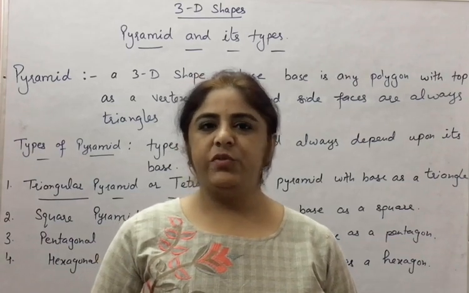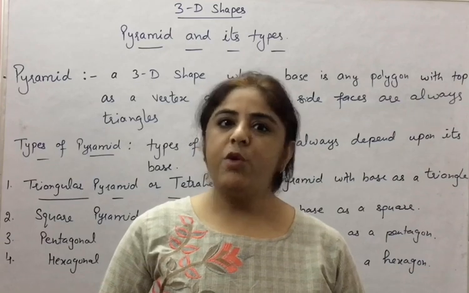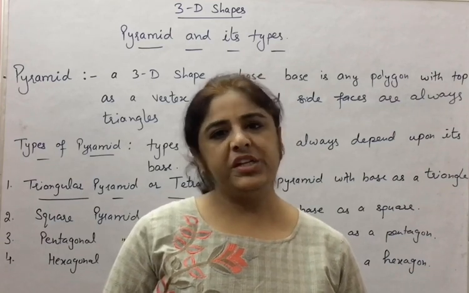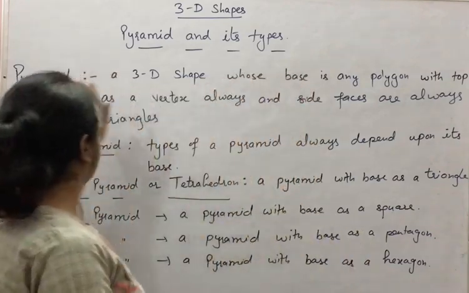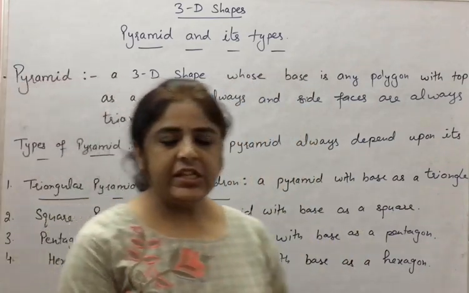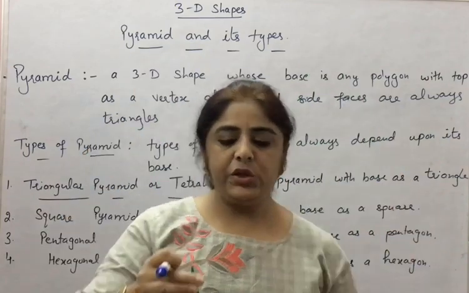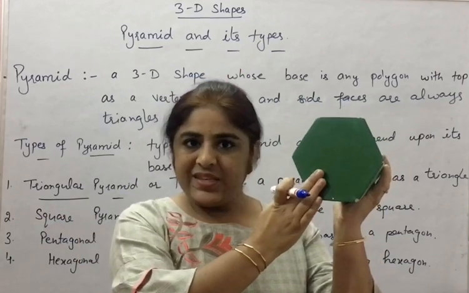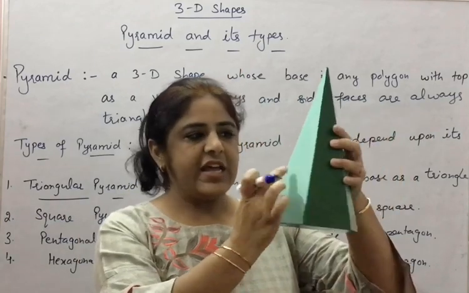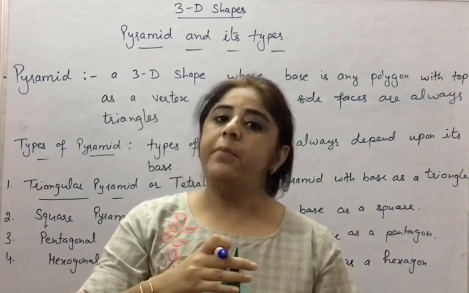Hello students, we have already discussed 3D shapes, meaning prisms. Now we will discuss more 3D shapes called pyramids. So what is a pyramid? You have seen shapes like this, where the top is a corner, the base is a polygon, and the side faces are triangles. So we will go with the pyramid.